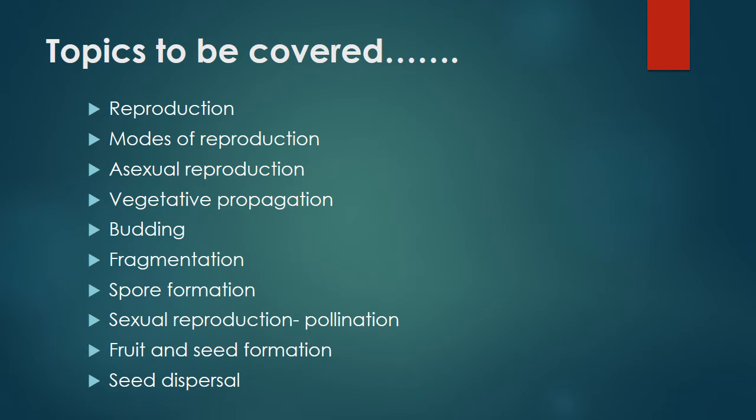The topics we are going to cover in this chapter are reproduction, modes of reproduction, asexual reproduction, vegetative propagation, budding, fragmentation, spore formation, and in sexual reproduction, pollination, fruit and seed formation, and seed dispersal.